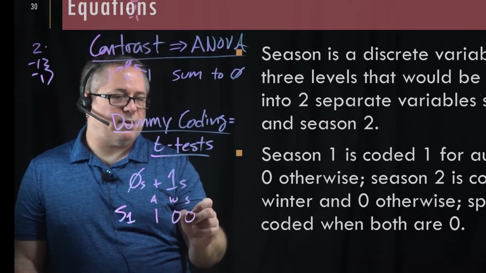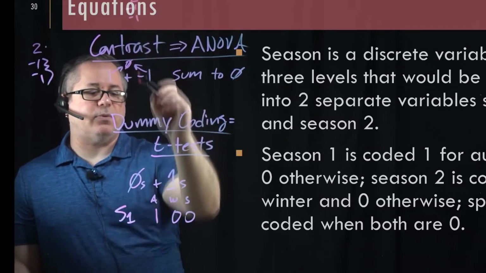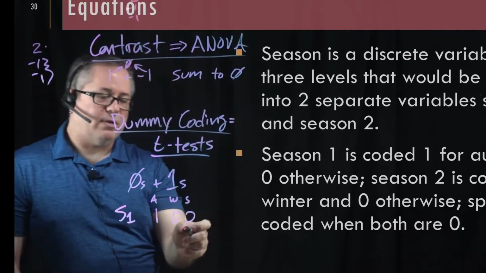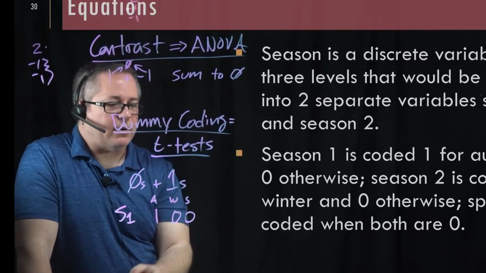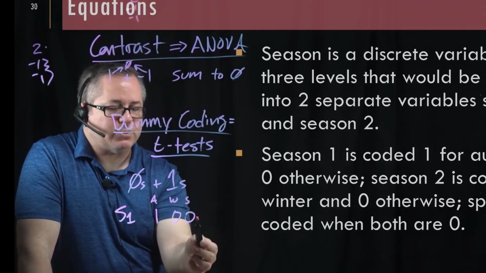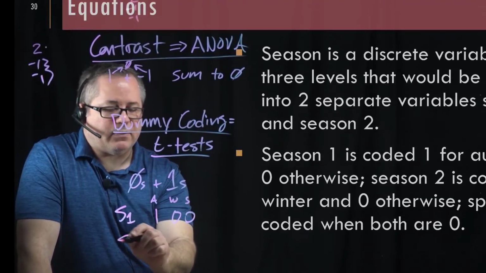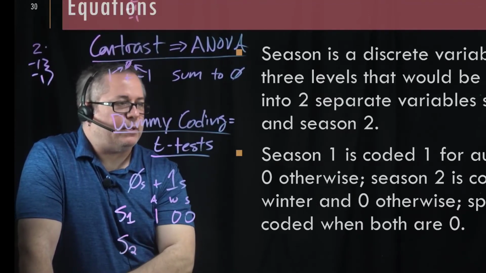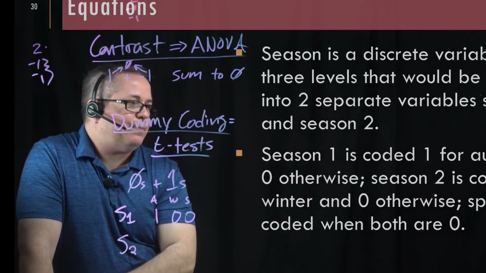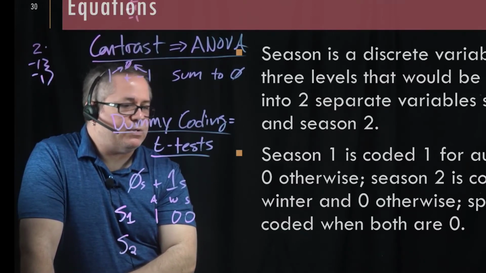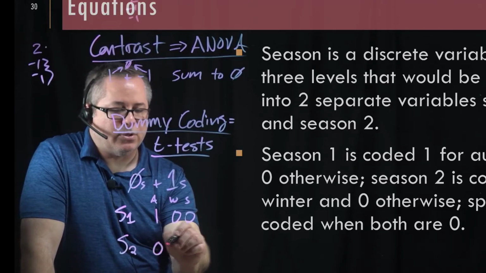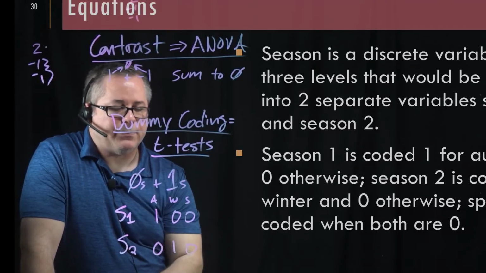It's not quite right. This looks like 2, -1, -1, 1, 0, 0. It's actually not what's being compared. I'm not just doing autumn versus winter and spring. So I have to look at the season 2 predictor that we're making, which is coded 1 if winter and 0 otherwise. So now it's going to be 0, 1, 0. So those are my two codes.